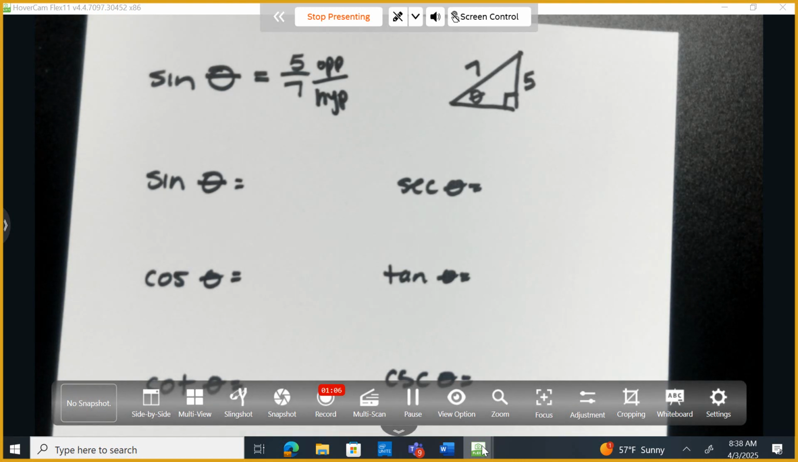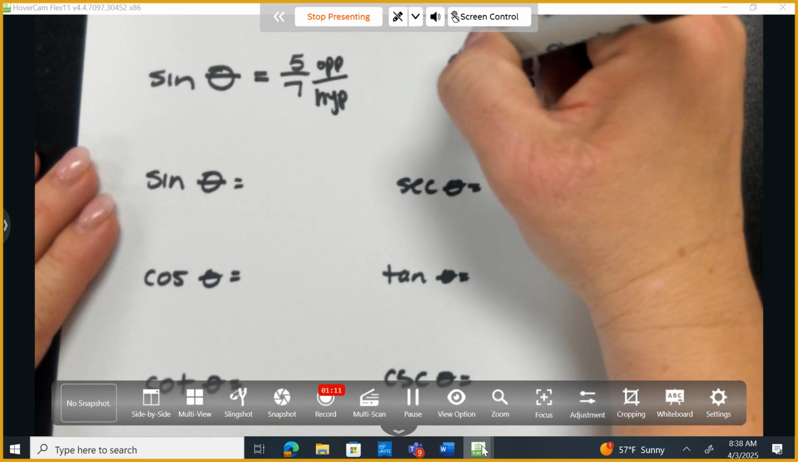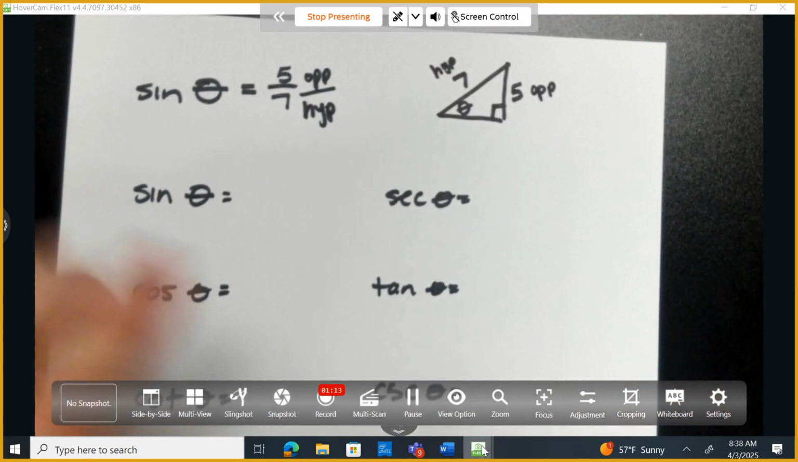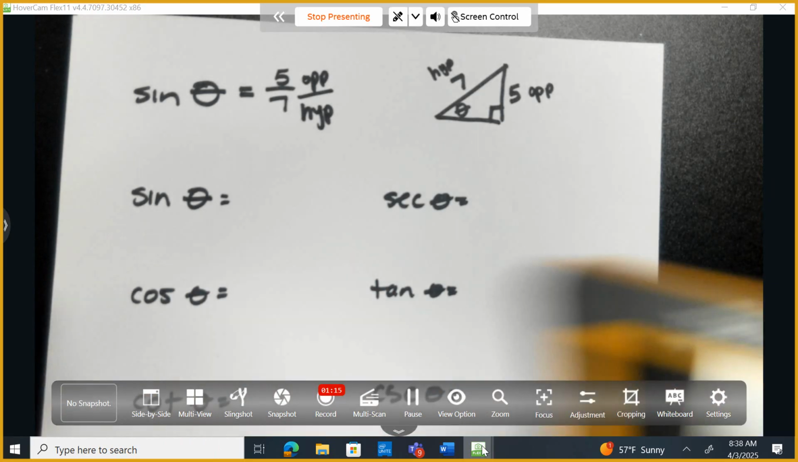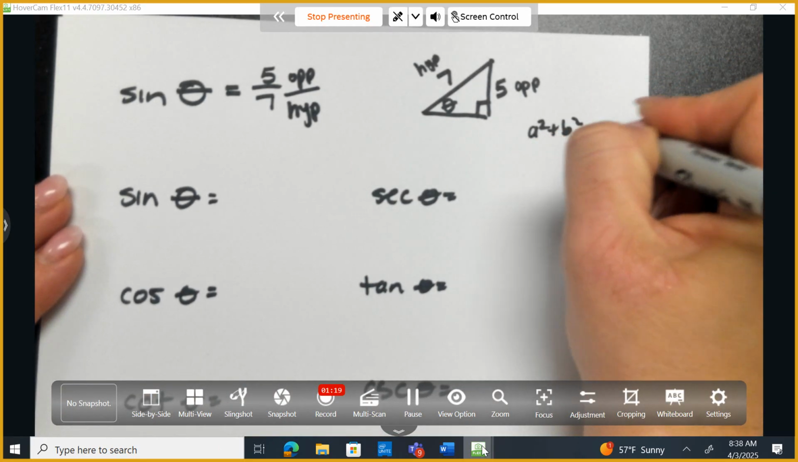Now we still have a missing side, and that happens to be the adjacent. I'm going to already write this down. This is opposite, and this is hypotenuse. Okay, now this missing side, I've got to figure out what that is, and so we're going to use the Pythagorean theorem. A squared plus b squared equals c squared.